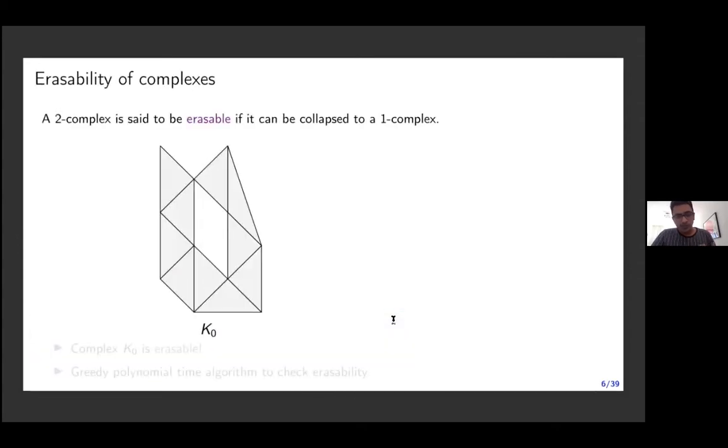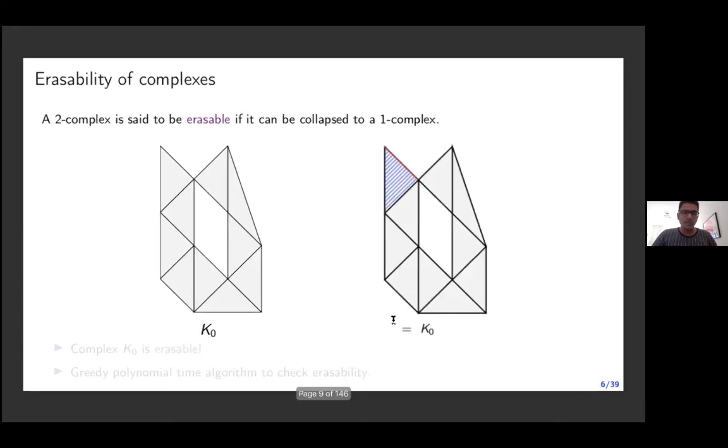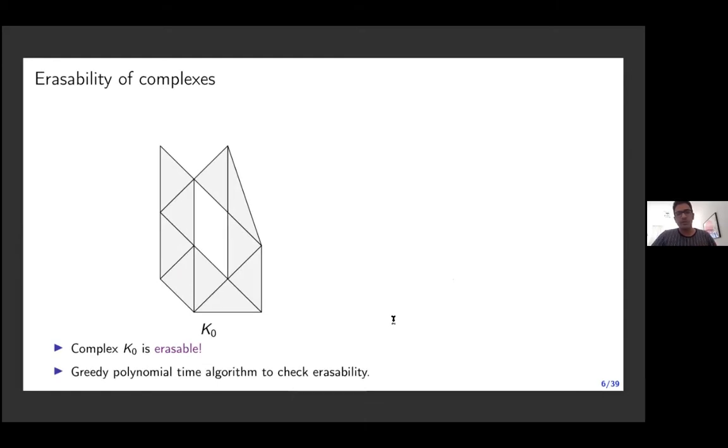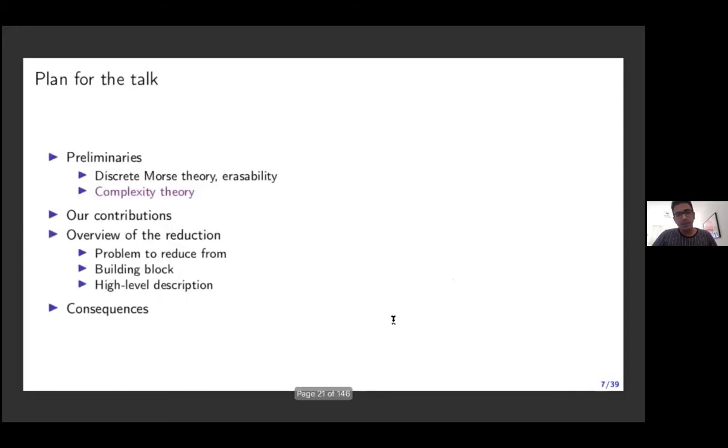So let me also briefly recall what is meant by erasability of complexes. You say that a 2-complex is erasable if it can be collapsed to a 1-complex. So in the example shown below, you can keep collapsing along the free face of the complex until you reach a 1-complex. So this example shows one erasable complex. As you might already guess from the example, there exists a simple greedy algorithm to check erasability that runs in polynomial time.